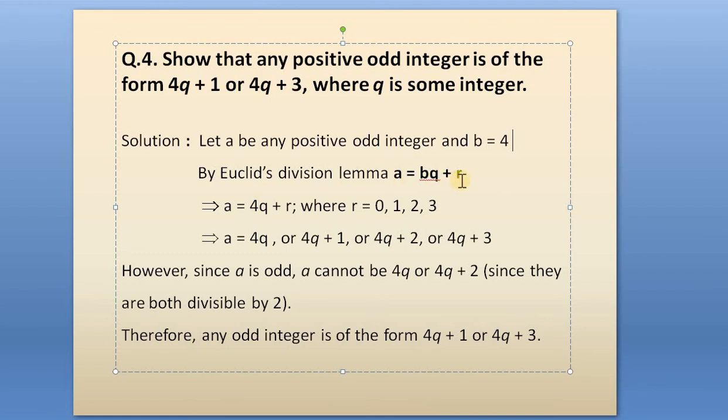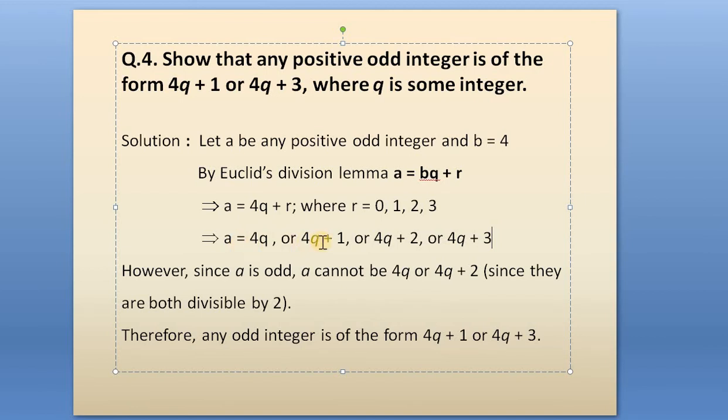By Euclid's division lemma, a equals bq plus r, where we are taking b equal to 4 because it is here already. So according to the question, you have to take the divisor, and once you know the divisor, you can find the remainder. So let's see how we can solve it. Now a equals bq plus r. Now r can have 4 values. If r is equal to 0, a will become 4q. If r is equal to 1, a will become 4q plus 1. If r is equal to 2, a will become 4q plus 2. And if r is equal to 3, a is equal to 4q plus 3.